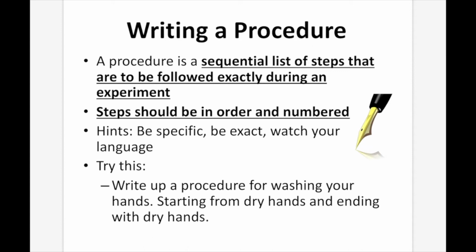A procedure is a sequential list of steps that are to be followed exactly during an experiment. Steps should be in order and numbered. You need to be specific and exact so that someone doing the experiment again later on could follow your exact steps and do the exact experiment.